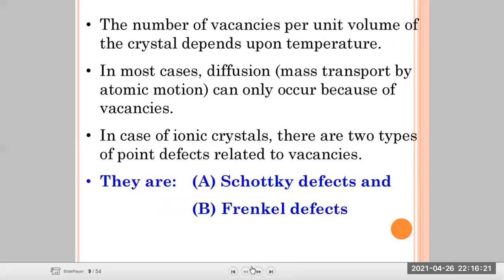The number of vacancies per unit volume in the crystal depends upon some factors, right? Definitely, the number of missing atoms per unit volume in the regular arrangement of the crystal depends upon the temperature. In the case of an ionic crystal, there are two different types of point defects. For ionic crystal, you can take the example of NaCl.